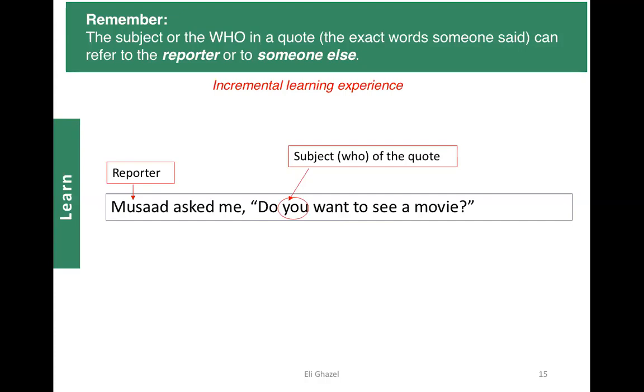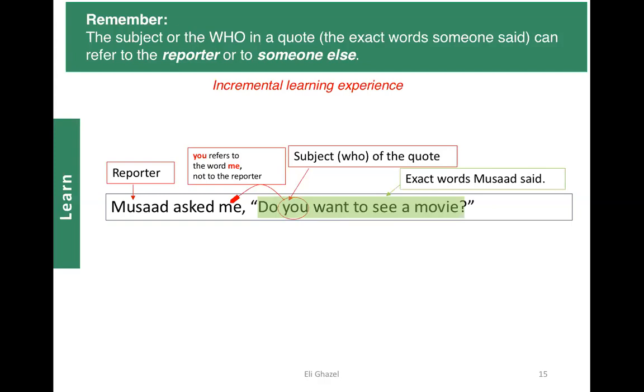You is the subject of the direct quote. Those are his exact words. And the you in "do you want to see a movie" is the who, or the subject of that question. The you has to refer to somebody. Now we only see 2 people, Musad and me. You in this case refers to the word me, not to Musad. So in "do you want," you is the me. The direct or the exact question words are, "do you want to see a movie?"